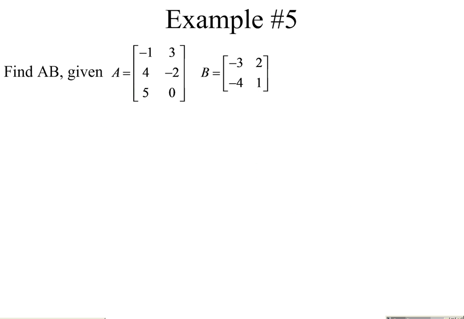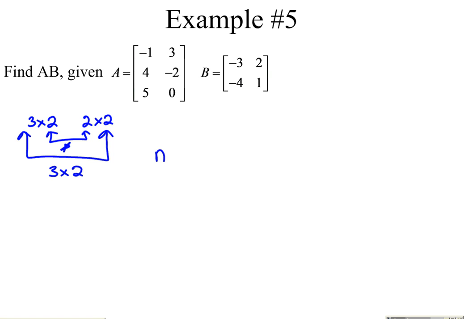So looking at these two matrices here, matrix A times B is what we want to find. We know matrix A is a 3 by 2 matrix. Matrix B is a 2 by 2 matrix. These two middle numbers match. Since they match, we know the product matrix is going to be a 3 by 2 matrix. So when we go to write that product matrix, A times B, it's going to have 3 rows, and it's going to have 2 columns.